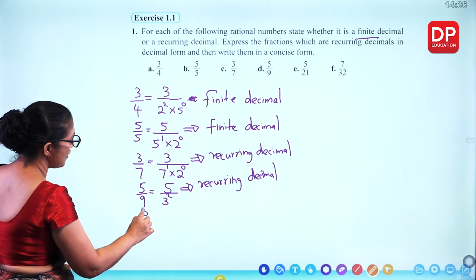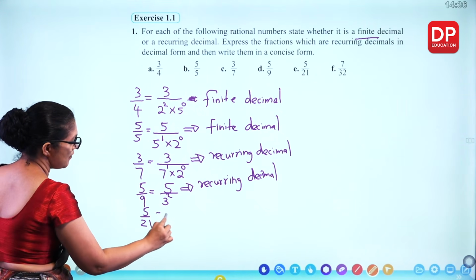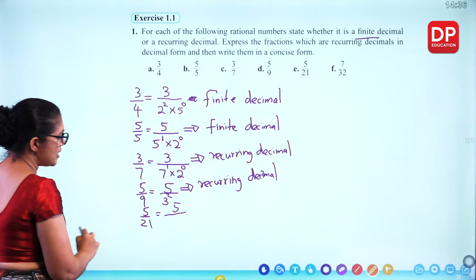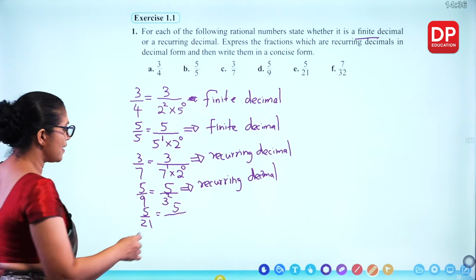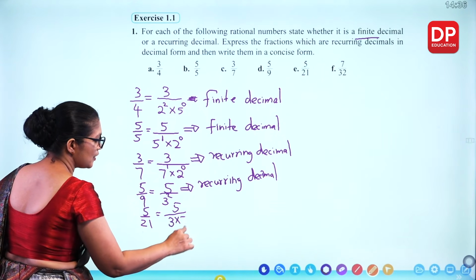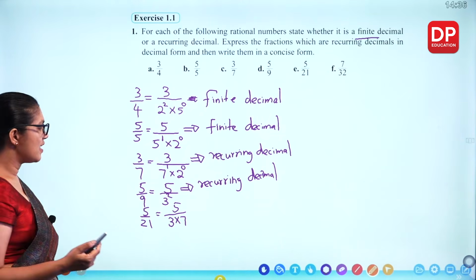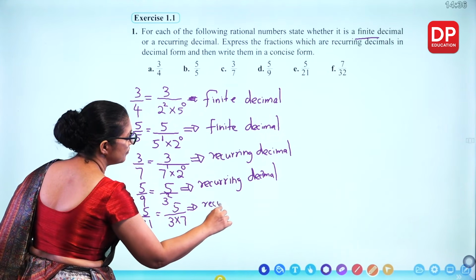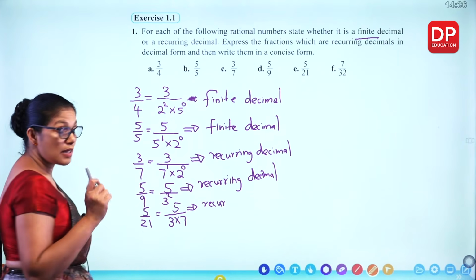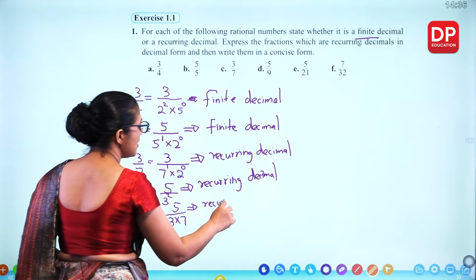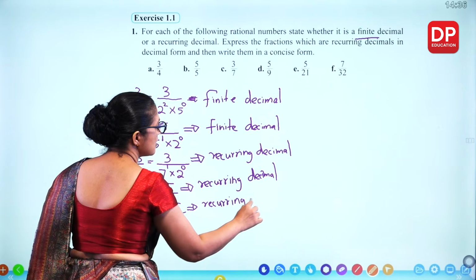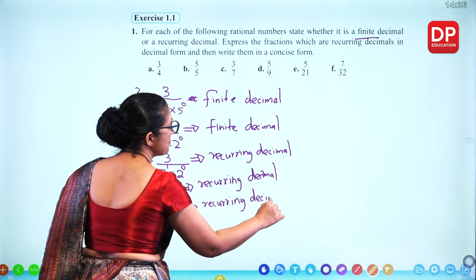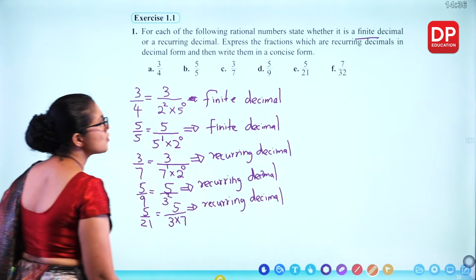We'll take the next one. 5 over 21. Can we write? We know 21 is 3 times 7. Here you get 3 and 7. So that's not terminating. That's a recurring decimal. We'll take the last one.